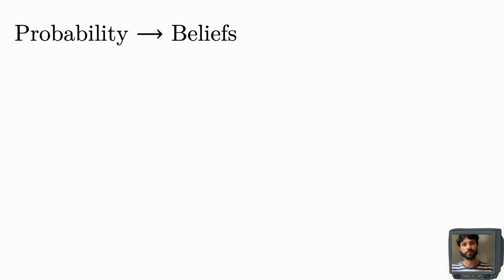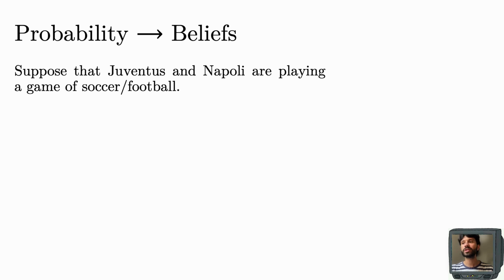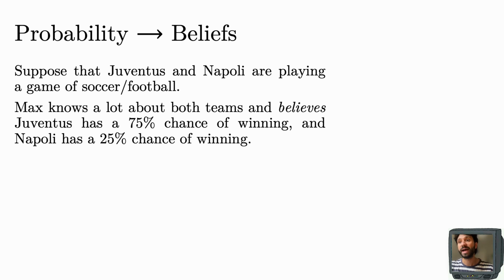So let's look at an example. Suppose that Juventus and Napoli are two soccer teams, and they're playing a game of football or soccer. Now suppose that Max knows a lot about both teams. You can imagine that Max reads a lot of the newspapers, Max watches all the games of both teams, so Max is well informed. And Max believes that Juventus has a 75% chance of winning, and that Napoli has a 25% chance of winning. Right?